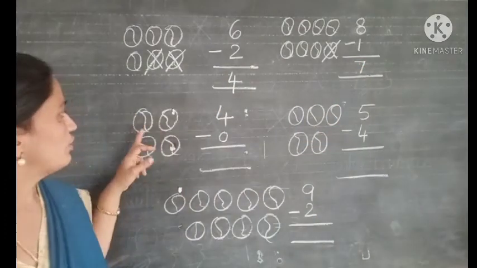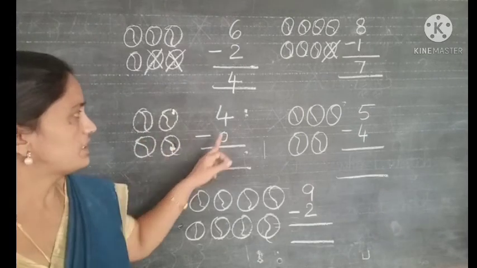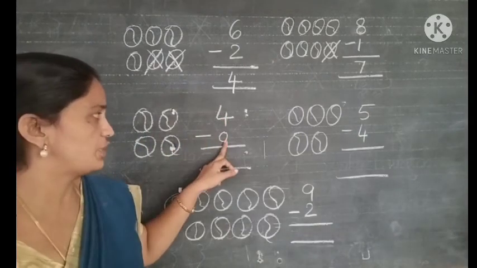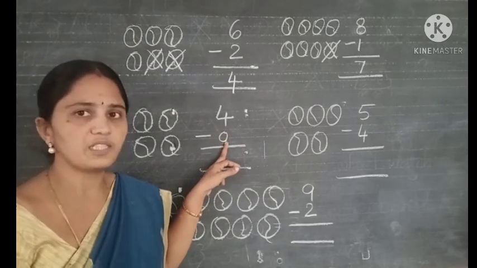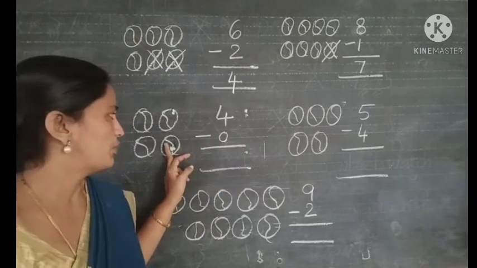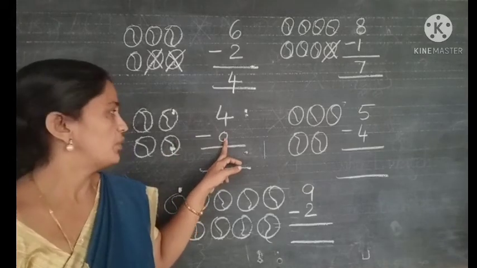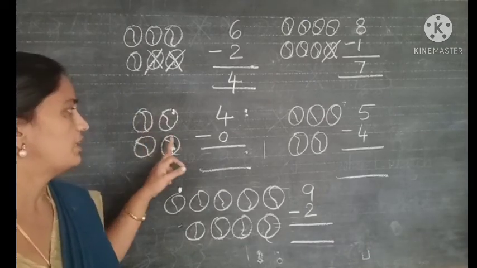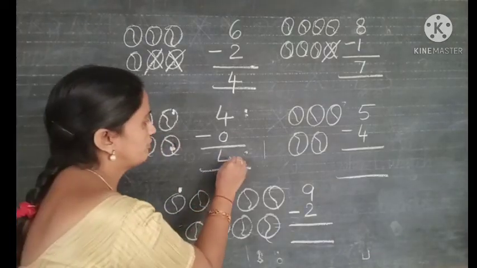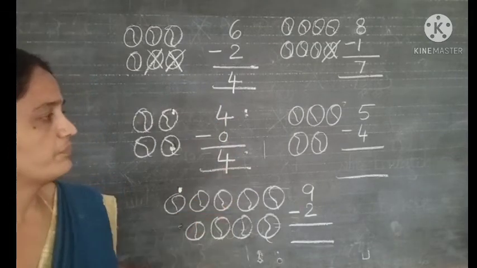Next. Count the balls. 1, 2, 3, 4. Read the sum. 4 minus 0. 0 means nothing. We should not cross any balls. Now how many balls are left? 1, 2, 3, 4. The answer is 4. 4 minus 0 equal to 4.